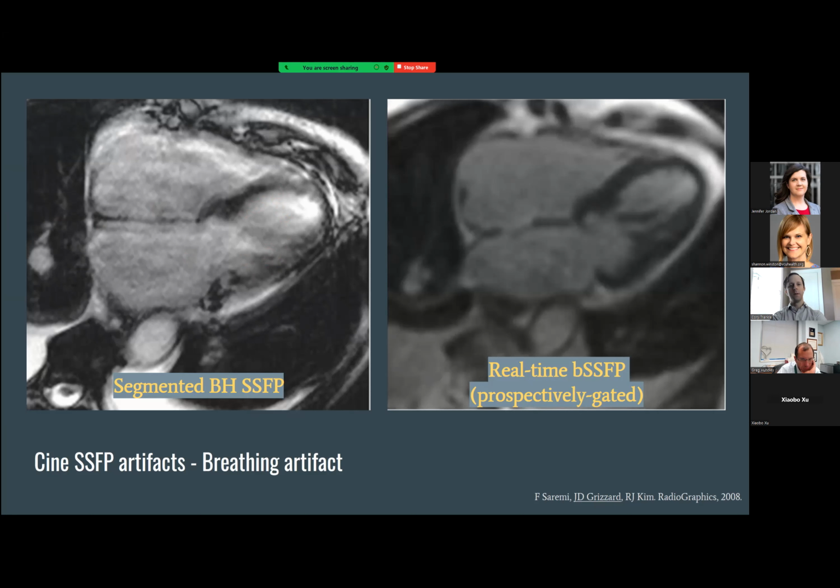On the right-hand side, we switched to a real-time or prospectively gated image. So you can see we have a difference in our signal, but by using the real-time balanced SSFP parallel acquisition technique, which for our scanner is called SENSE, we're able to prospectively gate and eliminate that motion artifact. And so we can very much, at least in a better sense, delineate the blood pool from the myocardium here.